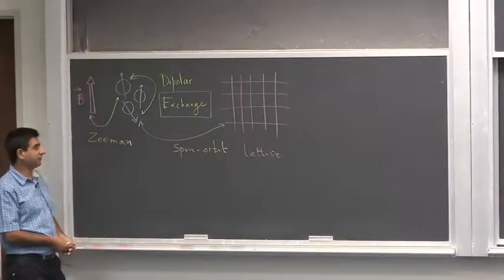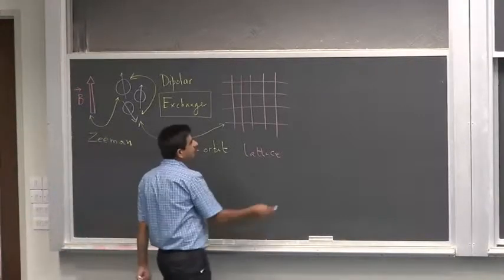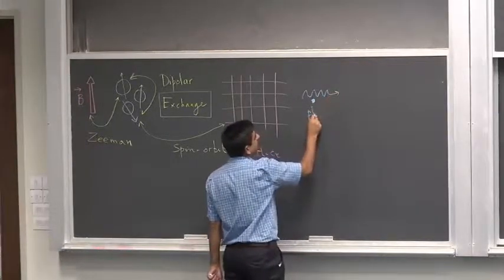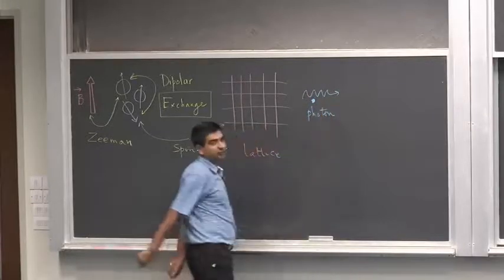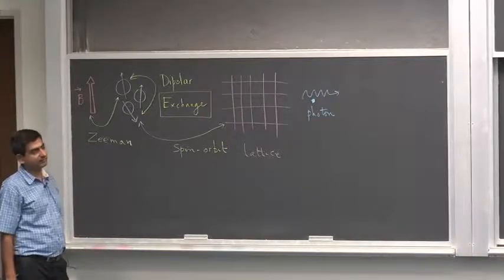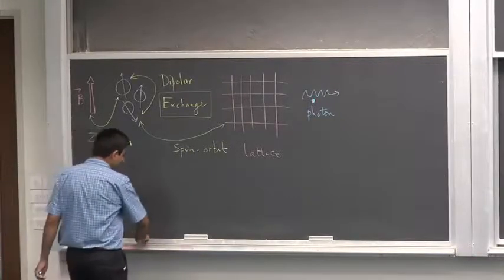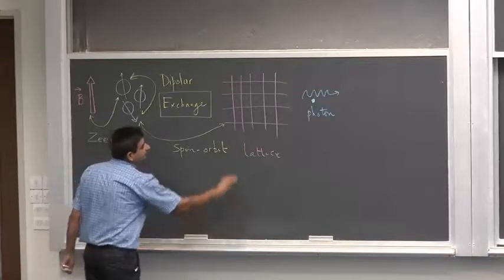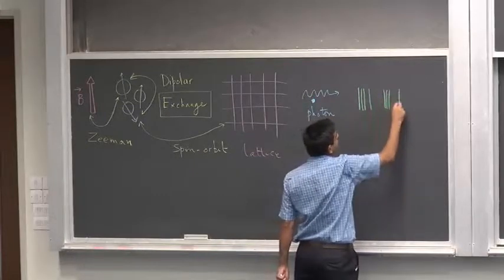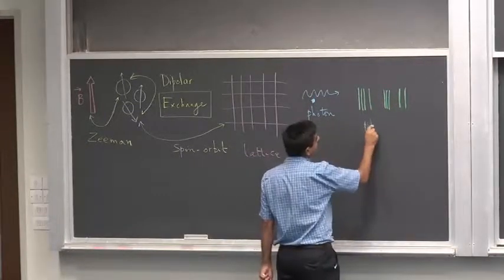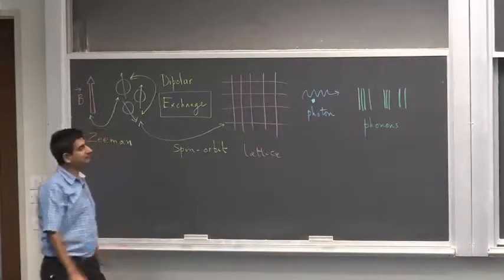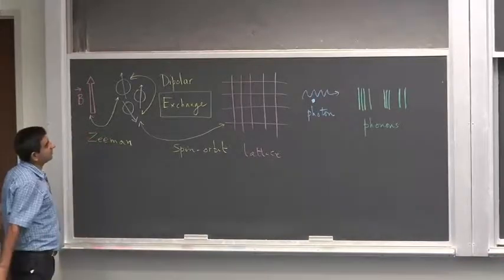There are additional degrees of freedom as well. For example, you can have a photon. There could be interaction between the spins and the photon, which gives rise to optomagnetic or magneto-optic effects. You could also have oscillations of this lattice. This lattice can oscillate in a quantized fashion. These quantized oscillations are called phonons. So there are different degrees of freedom, and the spins can interact with all of them.